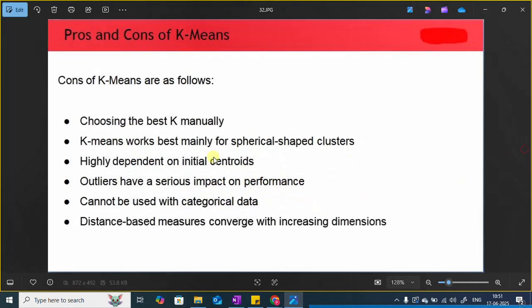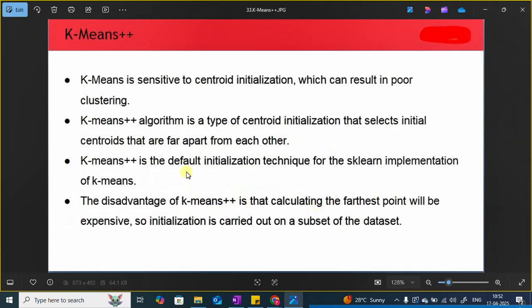Now, what are the disadvantages of K-means? Choosing the best K manually, because you have to choose randomly and then validate it. K-means works best mainly for spherical shaped clusters and is highly dependent on initial centroids. Outliers have a serious impact on performance, it cannot be used with categorical data, and distance-based measures converge with increasing dimension altogether. That's why K-means plus plus, the elder brother of K-means, comes into the picture.